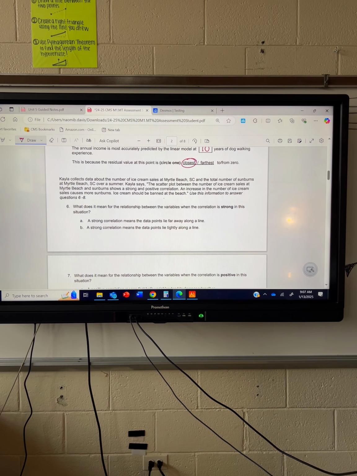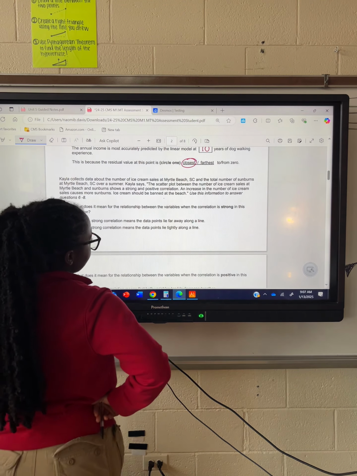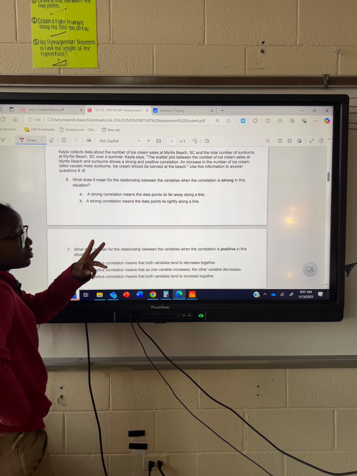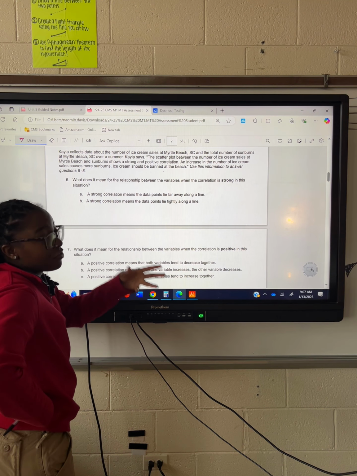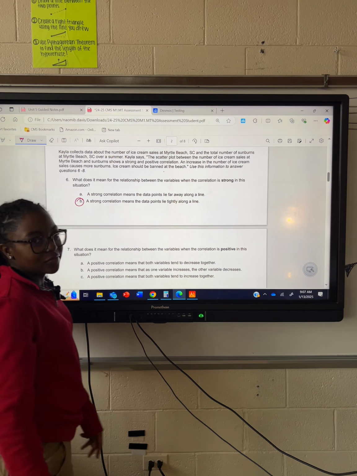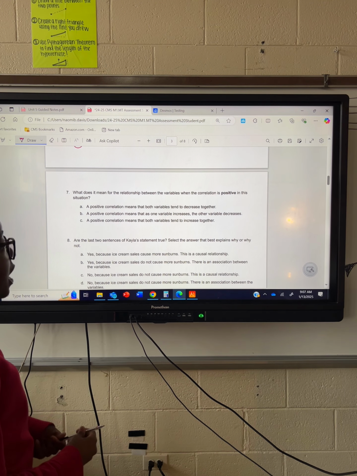Okay. What does it mean for the relationship between the variables when the correlation is strong? We were good at this. And Unit 4 should come to us pretty easy because we just finished it. So strong. You only got 2 options. The points either are far from the line or they are close to the line. Don't even overthink it.